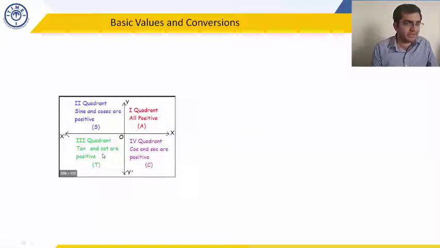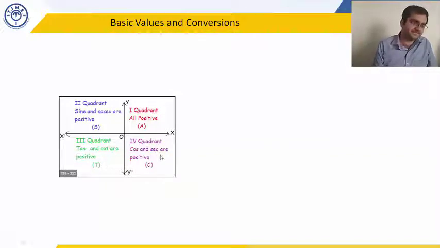In the third quadrant, tan is positive. So therefore, cot is positive. And in the fourth quadrant, cos and sec are positive. Which means that in quadrants 3 and 4, sine and cosec will be negative. Okay.